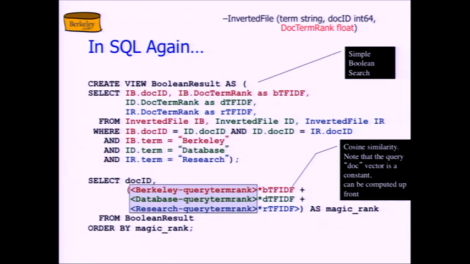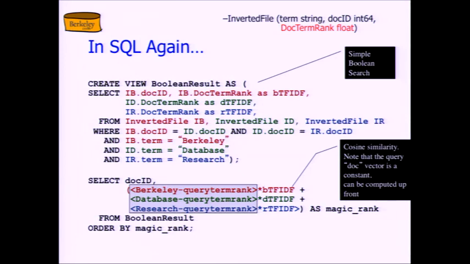If you write a query that says Berkeley database research, well, the TF of Berkeley in this thing is 2, and the IDF of Berkeley is something from that table up at the top, and that's what we store right there. Berkeley query term rank is TF-IDF for the term Berkeley from the query. And what this expression in the select list is doing is just the dot product of your query here and the documents in the database, right?